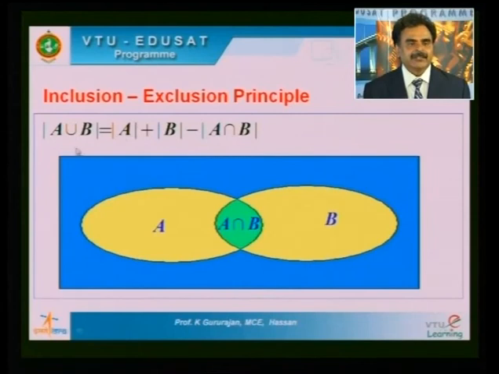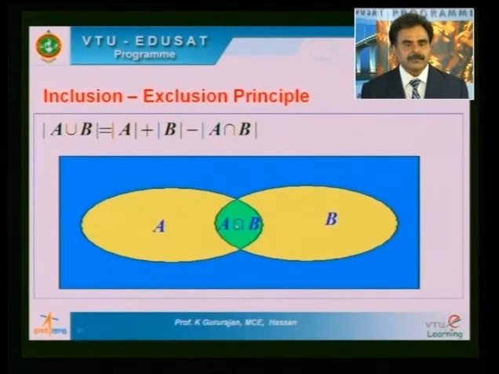What this principle says is the following: the number of elements in A union B equals the number of elements in A plus the number of elements in B minus the number of elements in A intersection B. Understood? Inclusion exclusion principle for 2 sets: order of A union B equals order of A plus order of B minus order of A intersection B. How this formula has come up, we will try to answer.